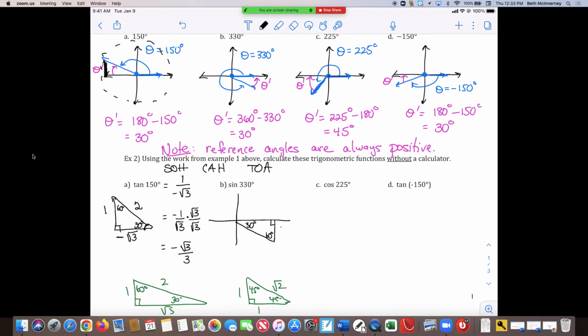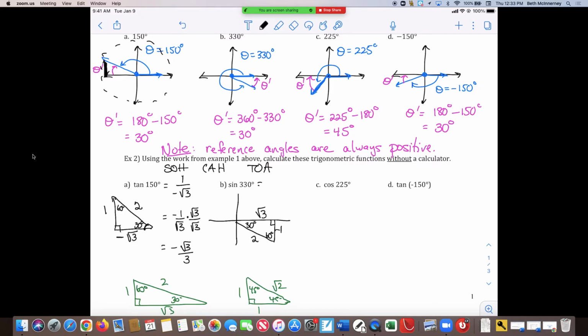Across from 30 is 1, the hypotenuse is 2, and across from 60 is square root 3. So you've got to remember those 3 numbers. I'm right, so the square root 3 is positive, but I'm down 1, so I'm going to put a negative with the 1. You have to pay attention to left, right, up, down. The hypotenuse really represents the radius of a circle, so the hypotenuse is always positive.